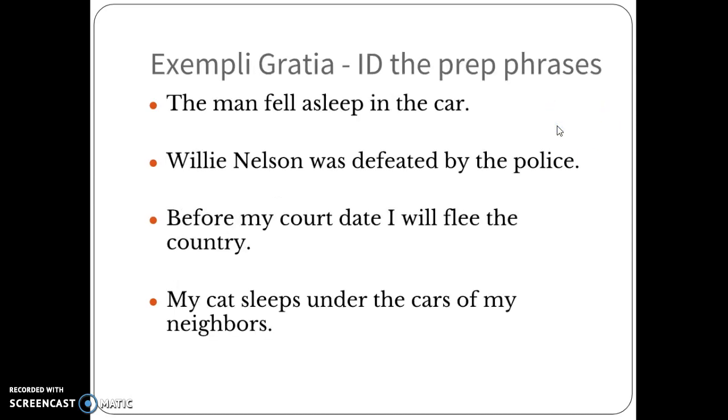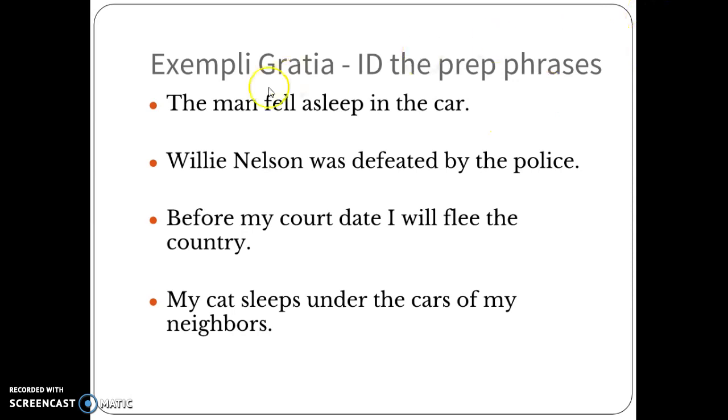Alright, so let's find the prepositional phrases in here. Number one, the man fell asleep in the car. Number two, Willie Nelson was defeated by the police. Number three, before my court date, I will flee the country. And number four, my cat sleeps under the cars of my neighbors.